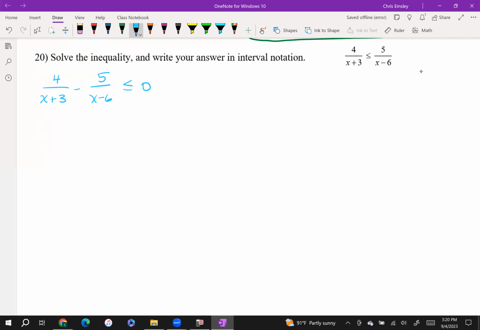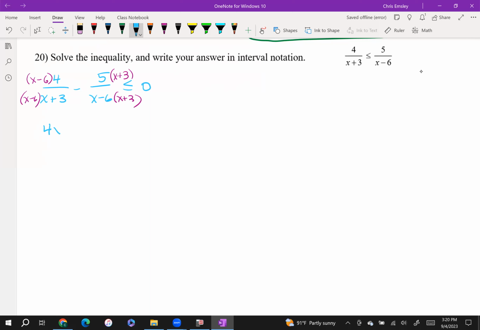Then we need to get that common denominator, okay? The common denominator is just going to be x plus 3 times x minus 6. So over here on the left, we are missing the x minus 6. So we want to multiply that in on the top and the bottom. And our second fraction is missing the x plus 3. So we want to multiply that in on the top and the bottom. So let's simplify what we ended up there.